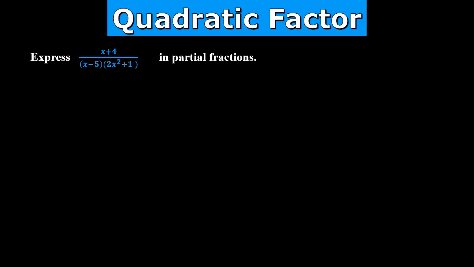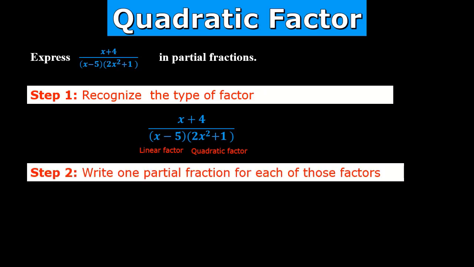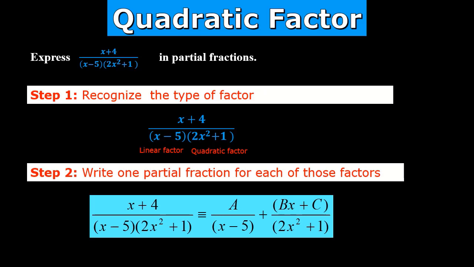We proceed to the next example, the quadratic factors. For the first step, we do the same thing: we recognize the factor types. We have linear factors and quadratic factors here. So we write in partial fraction form. For the linear factor, I have A/(x - 5), and for the quadratic, I have the numerator Bx + C. The denominator is quadratic, so the numerator should be linear.